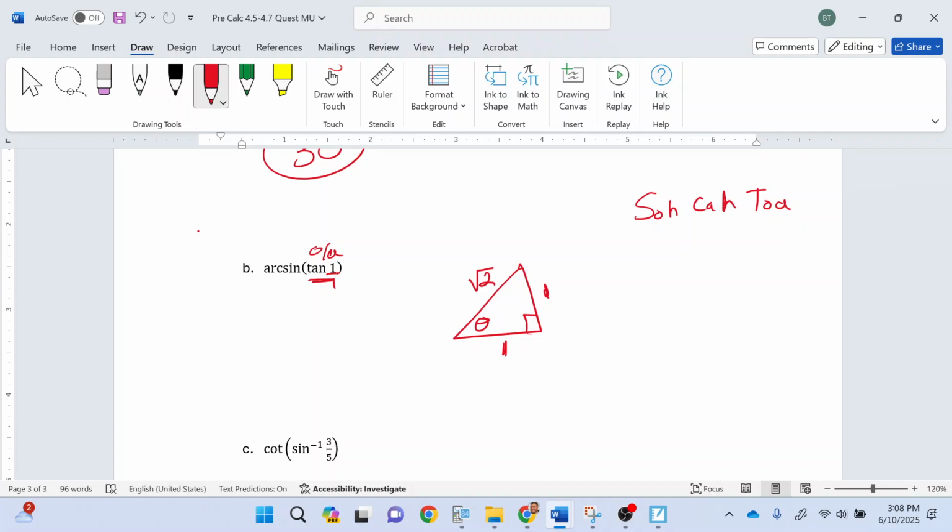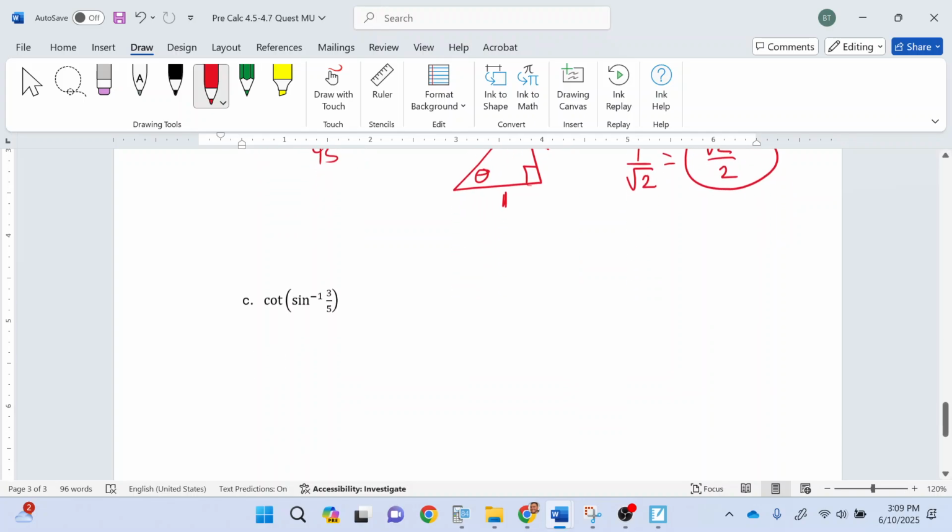So now I need arc sine. So I need to use this triangle to find sine. In this case, sine is going to be opposite over hypotenuse. So it should be 1 over the hypotenuse, which is root 2. But you've got to fix that up. So that's going to be root 2 over 2. If you notice that this is a 45-degree angle, you could use that to your advantage also.